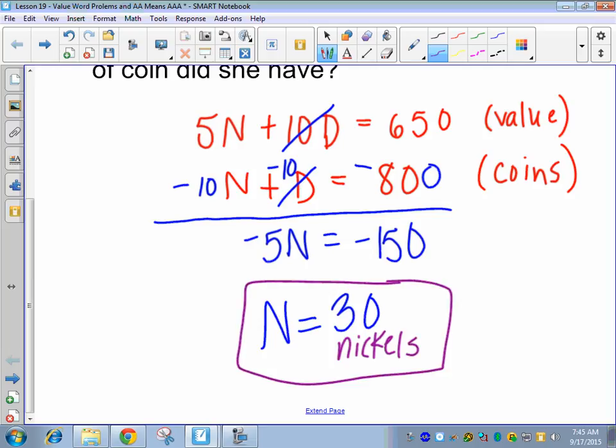Okay, good. So we have 30, and you have to actually write nickels, okay, 30 nickels. And then if we had 80 total coins, so I'm going to go back to my original equation here, the one that's in red, that says n plus d equals 80, and I'm going to plug in 30. So how many dimes do I have to have then?